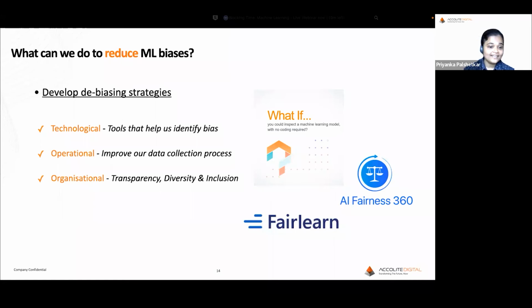Therefore, maintaining a diverse team can help you mitigate unwanted biases in our machine learning models, because it's most likely that someone from your team will definitely point it out to you, and then you can work towards it and remove that bias. So that's a very good strategy towards building an organizational aspect of reducing the machine learning biases.